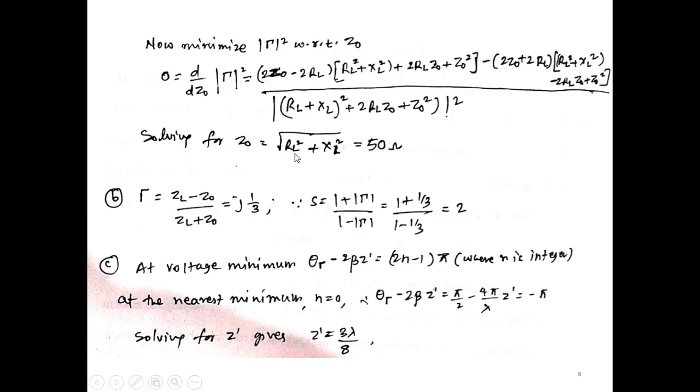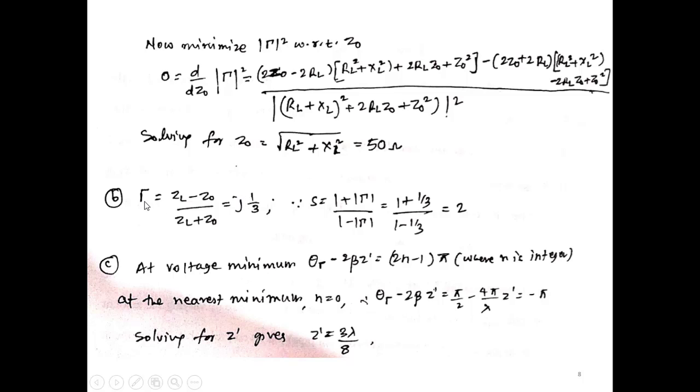Substitute the value of RL is 30 whole square and XL is 40 whole square. We get 50 ohm. Z0 is equal to 50 ohm. It is a real term. Therefore, B bit, again reflection coefficient is given by ZL minus Z0 divided by ZL plus Z0. We substitute the value of ZL and Z0 here. We get j into 1 by 3. This j gives the angle 90 degree.